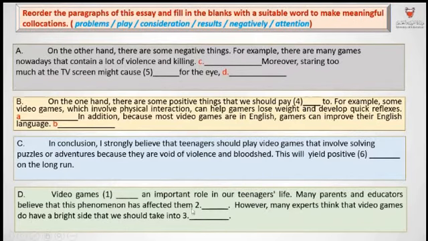So you've got 1, 2, 3, 4, and 5. Those numbers should be filled with those words. You've got problems, play, consideration, results, negatively, attention. So the first thing you do, you put them in the right order. Which one is number one? So for example, you say in the chat box, A is number two, B is number three, C is number four, D is number five. And then you fill in the blanks 1 to 6 with these words. So for example, number one is play, number two is two, number three is negatively, etc. 5 minutes for this activity.